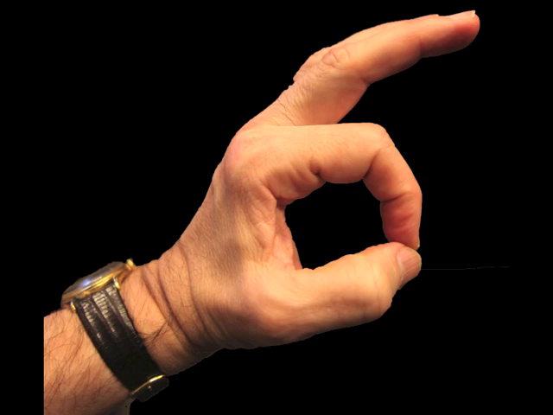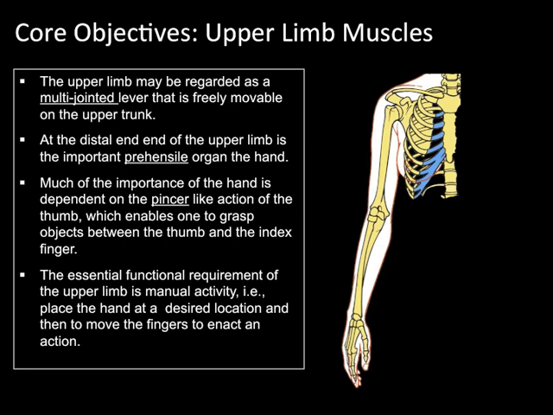Indeed, some anthropologists have argued that gaining the ability to oppose the thumb was one of the steps in the evolutionary development of our larger brains, and ultimately language. This is because numerous muscles are required to bring the hand into space and then to oppose the thumb. Regulation of all these muscles requires significant brain power, and perhaps the brain evolved in part to control these muscles. Thus, the essential functional requirement of the upper limb is manual activity, that is, to place the hand at a desired location and then to move the fingers to enact an action.